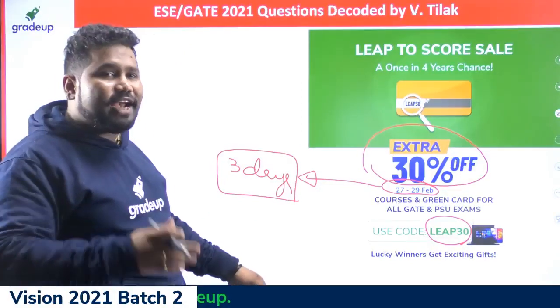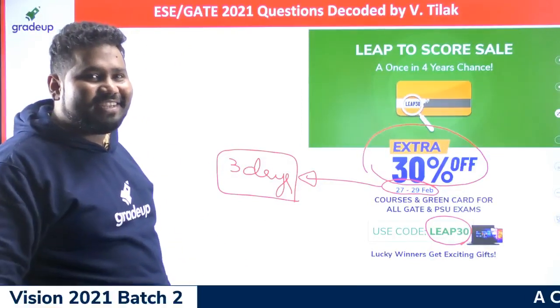Prakash says 80%. I didn't get what you are saying, Prakash. 80%. Okay.